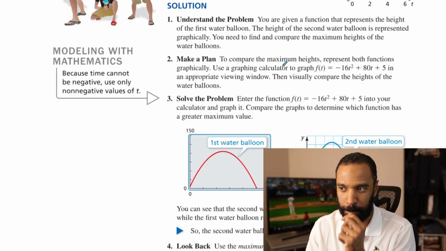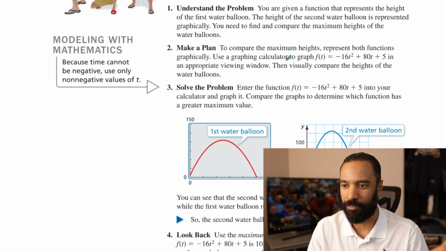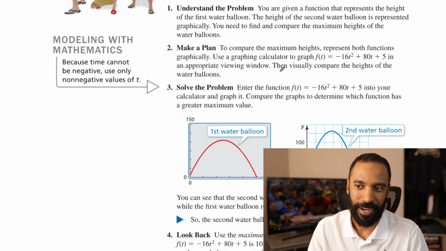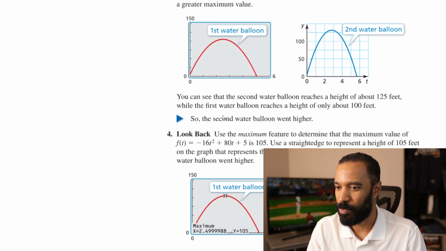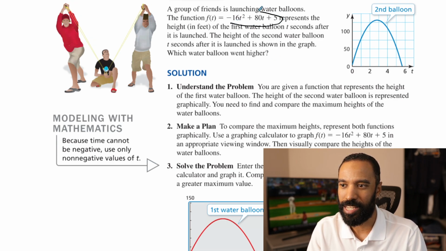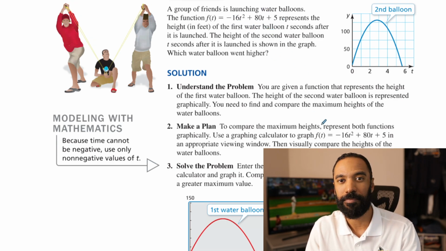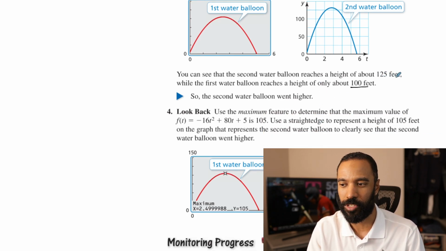So they say, understand the problem. Okay, make a plan to compare the heights, represent both functions graphically. Oh, they say use a graphing calculator. I'm just going to use the vertex, right? Now, that being said, let's see what they do. The first water balloon only goes about 100 feet. So when you use your negative b over 2a here and plug in t, you're getting something close to 100 feet. Whereas the other one is above 125 feet, like I said. So the second one's going to be higher.